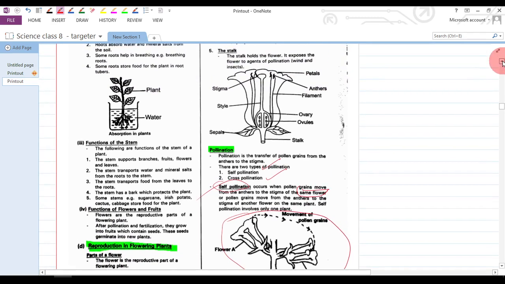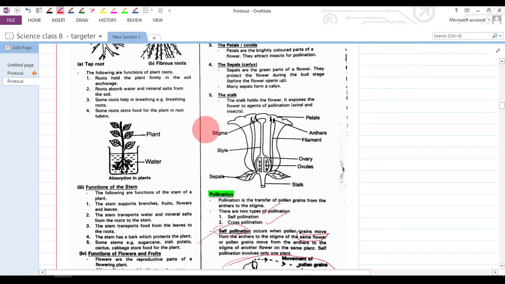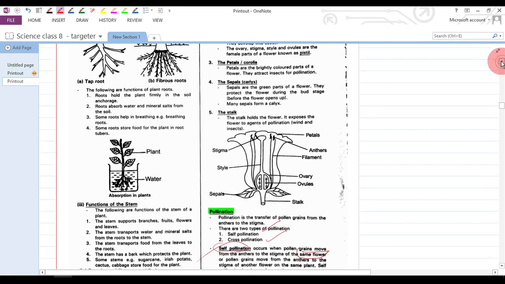Here we have the flower. It has all these parts. We shall look at their functions. We have the stigma, the style, the sepals, the petals, the anthers, filaments, ovary, the ovules, and finally we have the stalk. We shall look at the function of each and every part.